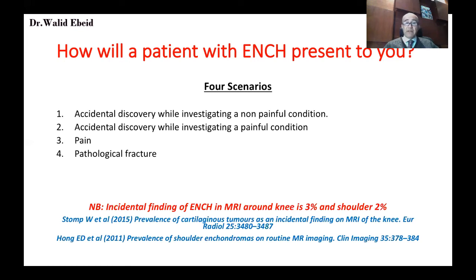We have to bear in mind that the incidental finding of enchondroma in MRI around the knee is around 3%, and around the shoulder in 2% of MRIs. Stump et al. gathered all the MRIs done around the knee, and he discovered that 3% of these MRIs showed incidental cartilage lesions. The same was done in a similar manner by Hong et al., and he discovered that 2% of the shoulder MRIs showed incidental cartilage lesions.